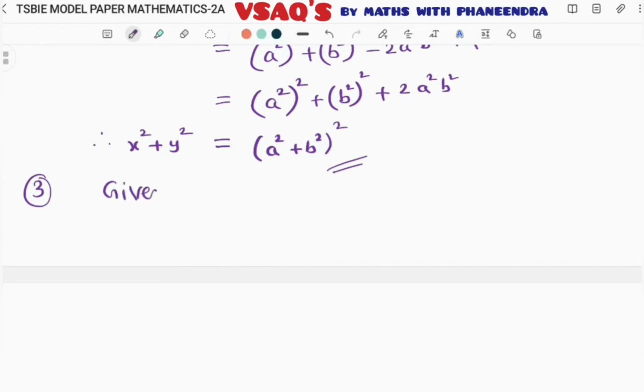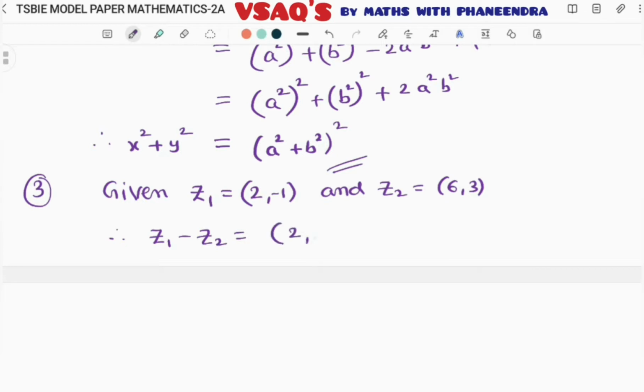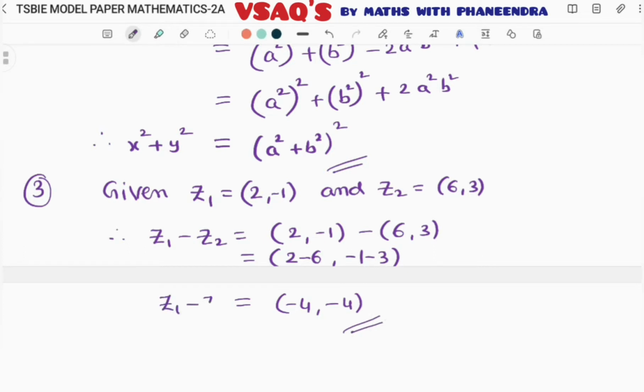Given Z1 is equal to (2, minus 1) and Z2 equal to (6, 3). Therefore, Z1 minus Z2 is equal to (2, minus 1) minus (6, 3). So corresponding elements we can subtract: 2 minus 6, comma, minus 1 minus 3, which is equal to (minus 4, minus 4). Therefore, the value of Z1 minus Z2 for the given complex numbers is (minus 4, minus 4). I hope you people understand.